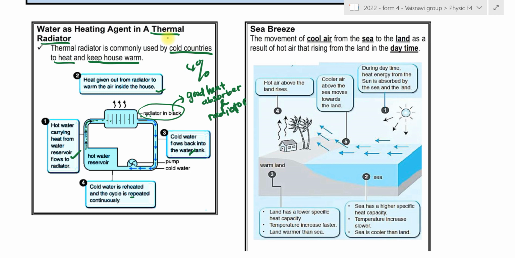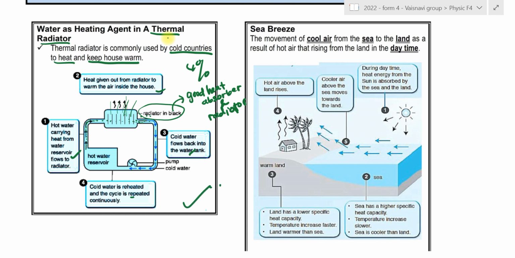And then the water, after it radiates the heat, only the heat will be radiated. After you radiate the heat, the water becomes cold. So the cold water flows back into the water tank. And then at the water tank, the cold water is reheated and the cycle is repeated continuously. That's roughly it.